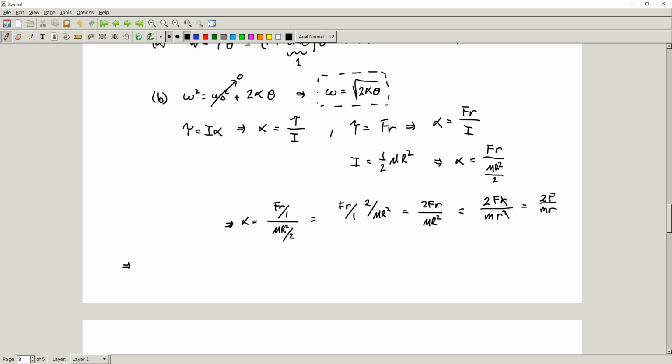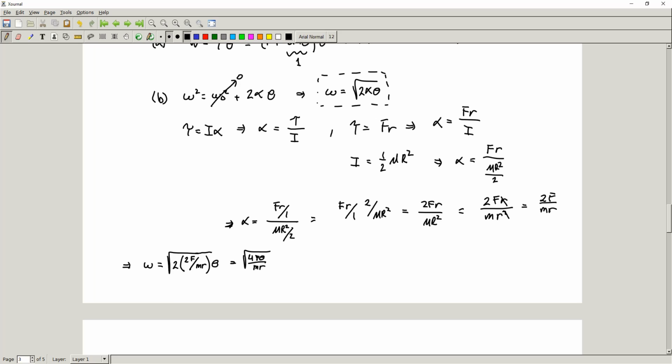Writing a little smaller now, we're going to end up with omega is equal to the square root of, so our alpha is becoming, well, here maybe I'll write it out fully. So we're going to have our alpha becoming 2F over mr, and we still have this factor of theta. And so what is this? This is going to end up being the square root of 4F theta over mr.